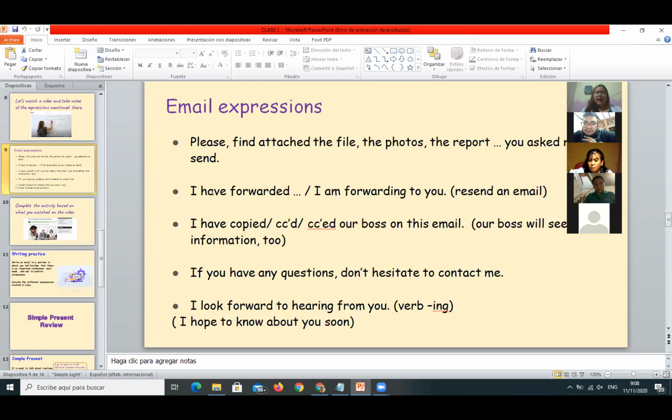The next expression is, I have forwarded, or I'm forwarding to you. What is this? This means resend an email. Okay, it's like, I got an email from Fran, for example, and I'm like, this is important. I need to send this information to Rebecca. Rebecca needs to know about this. So I received the email from Fran, but now I am going to forward the email to Rebecca. I'm going to send Rebecca the same email. So we both know what's happening. That's why I forwarded or I'm forwarding means to resend an email.